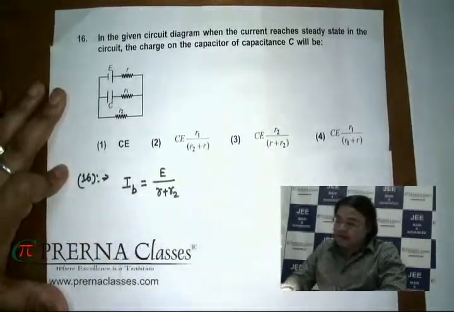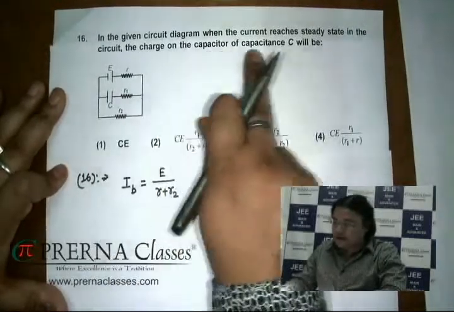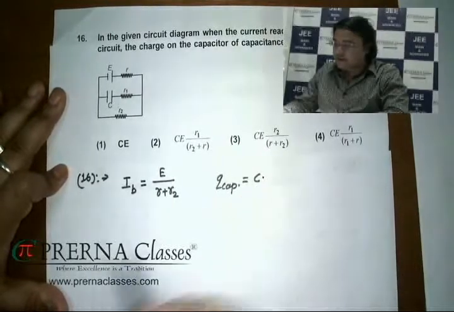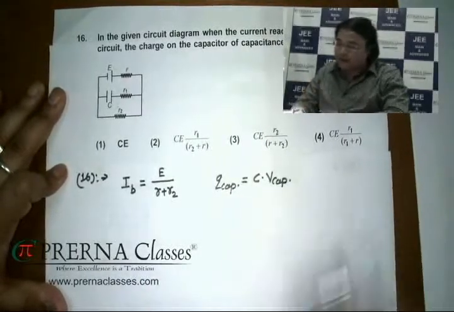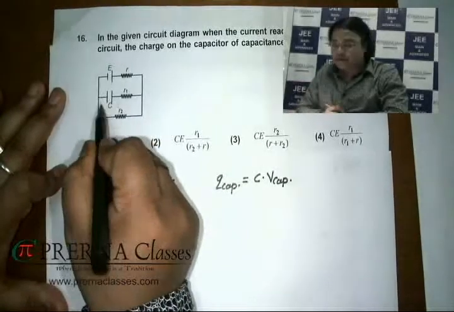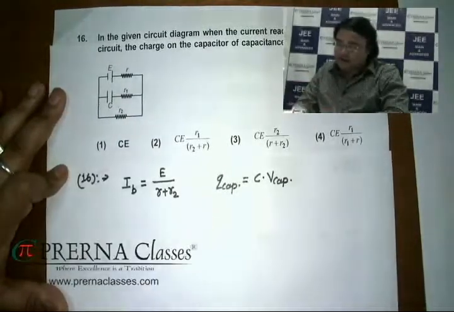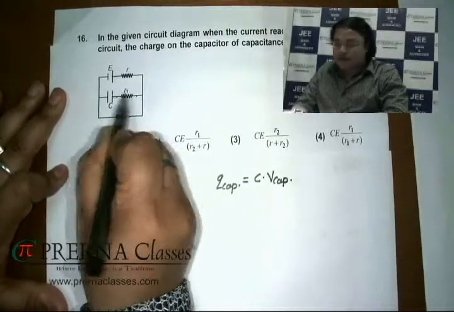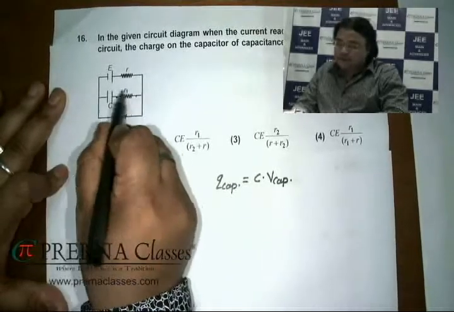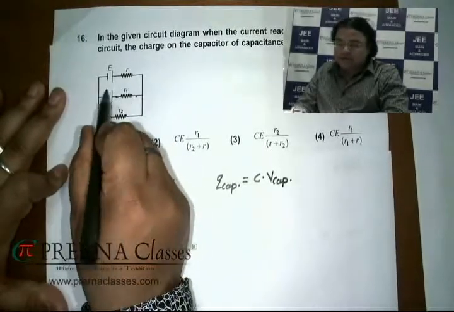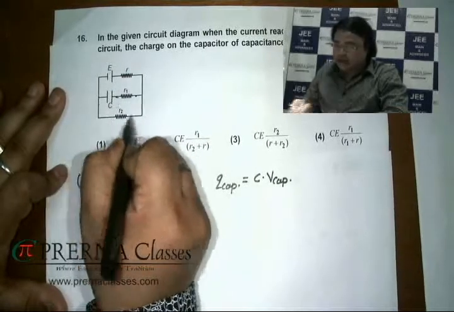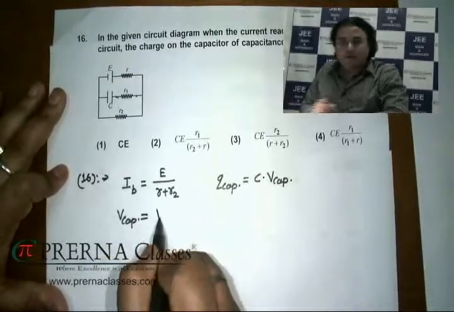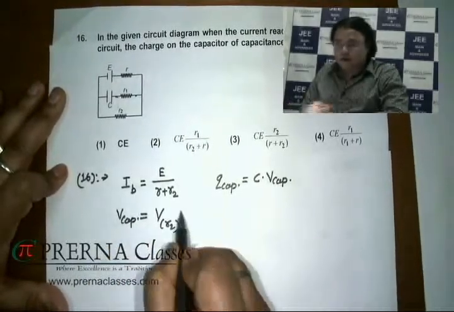Okay, you have to find out the charge on capacitor C. So the charge on the capacitor will be the capacitance times the potential difference across the capacitor. Now our target is to obtain the potential difference across this capacitor. If we consider this loop, there is no current in this branch, so what will be the potential difference across R1? Definitely it will be 0. So the potential difference across the capacitor is the same as the potential difference across R2. Here V cap is equal to the potential difference across R2. So it will be I into R2.